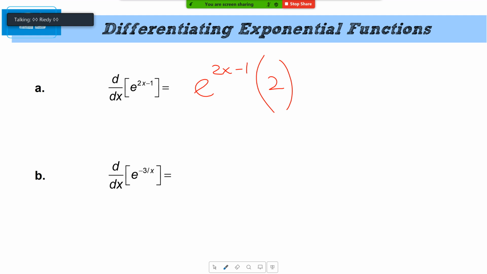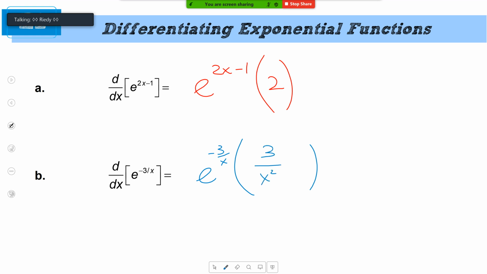Bella, could you help me out, please? What's the derivative? Well, first you start off with rewriting the e to the negative 3 over x. Love it. And then would it be like times, I don't know, negative, or times 3 over x squared? Bingo. Perfect.